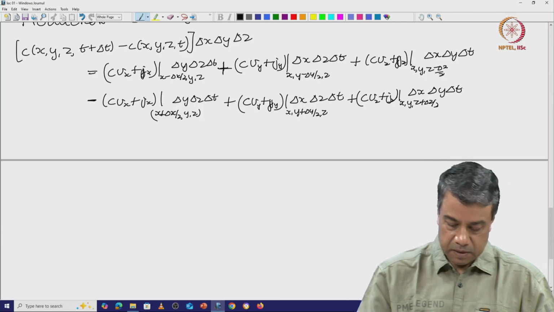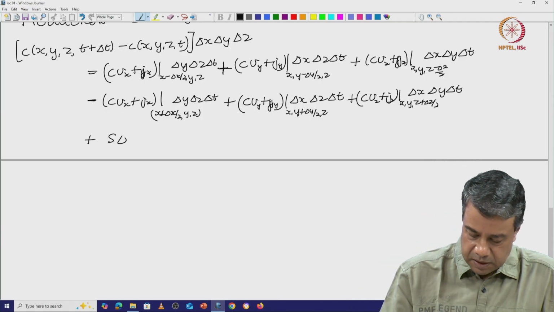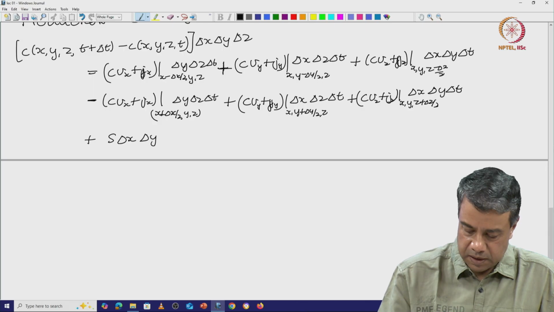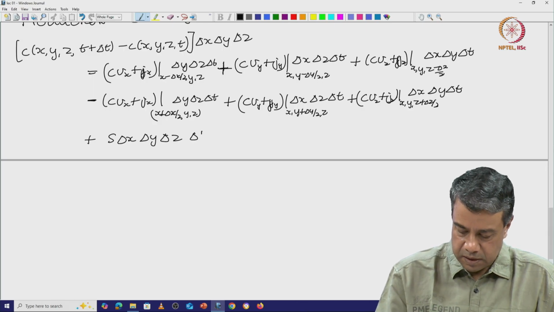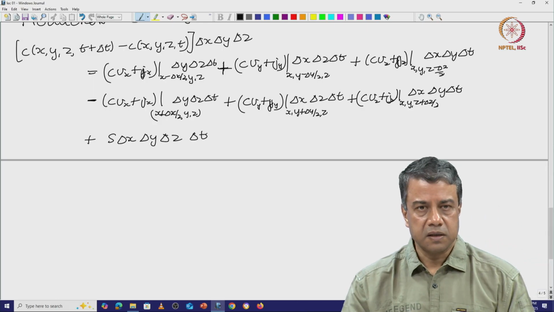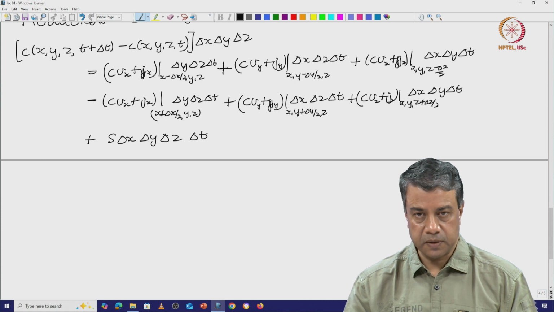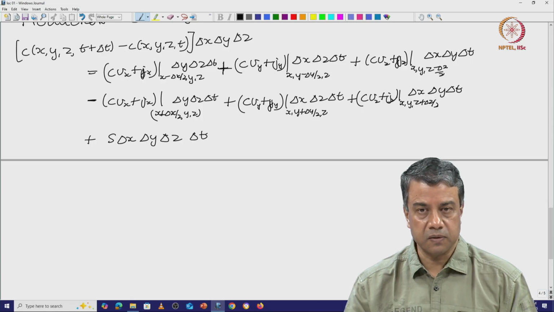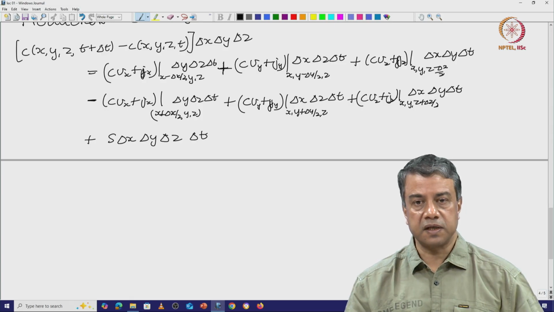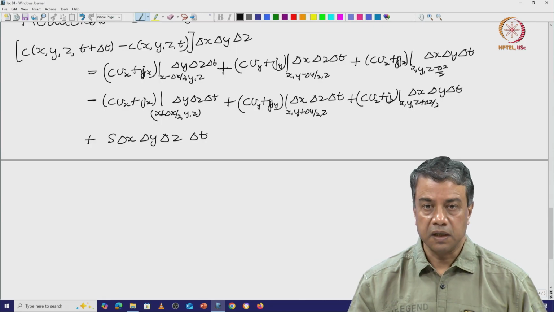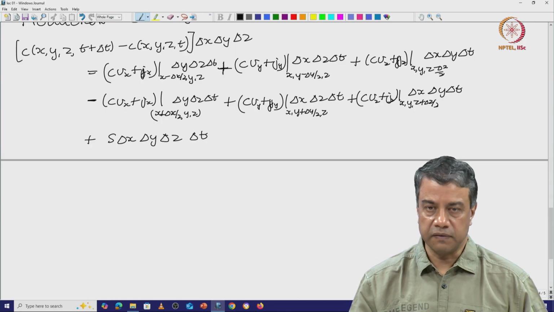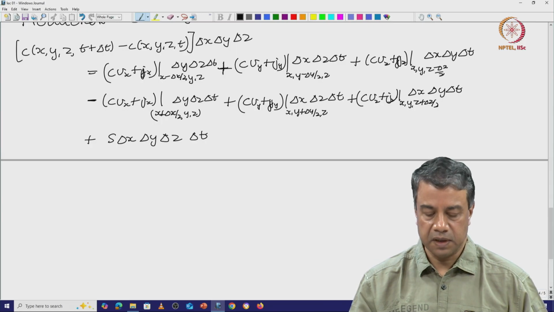Plus the production term, that is plus S delta x delta y delta z delta t. So, this is the total mass conservation equation for this differential volume. To go from this difference equation to a differential equation, we first write the mass conservation equation, divide it throughout by volume and divide it throughout by time.